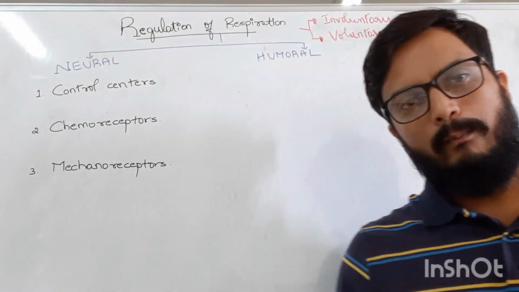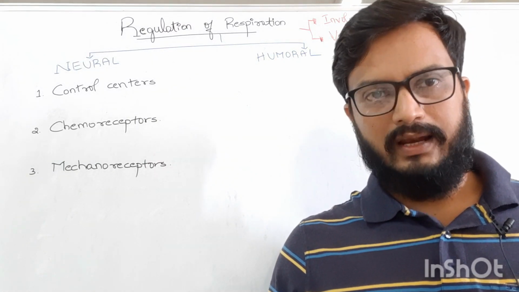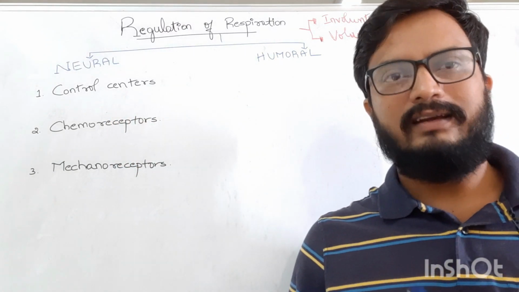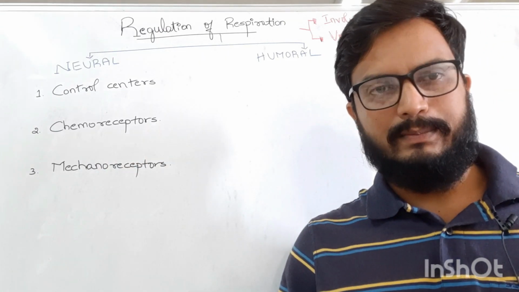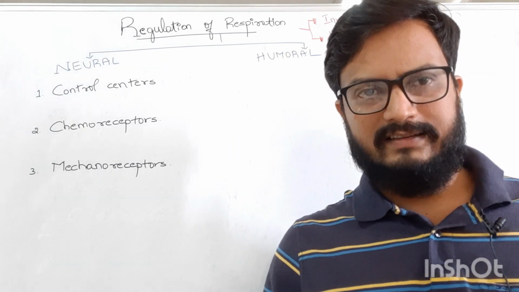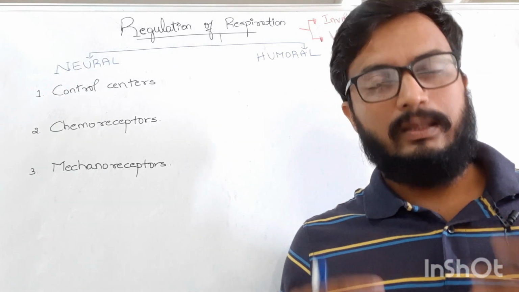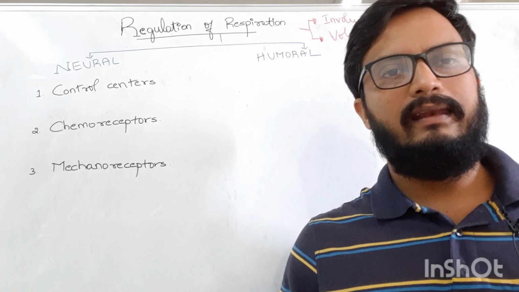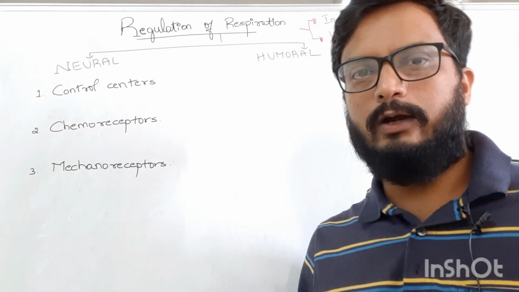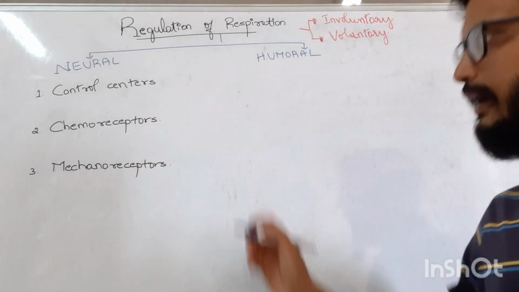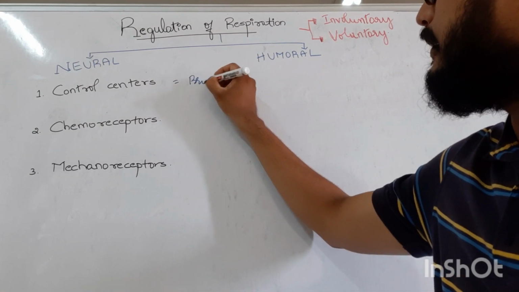If you look at the components or structures involved in the control of respiration, we have the control centers present in the body. We have the chemoreceptors, the mechanoreceptors, and also other types of receptors like thermoreceptors, pain receptors, or even the proprioceptors. All help in regulation of respiration. We will see one by one. Coming to the control centers, they are present in the central nervous system, especially in the brainstem.